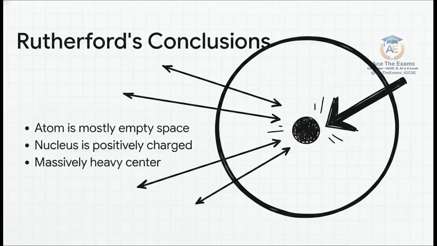But what about that tiny fraction that bounced back? That 1 in 10,000 extreme deflection? You cannot just say it hit something. You need to explicitly state that the alpha particle collided with a massively heavy, densely packed, and positively charged center. Because alpha particles are positive and like charges repel, that extreme deflection is the ultimate proof of a dense positive nucleus. Boom, full marks. You've justified your conclusion with the physical evidence.